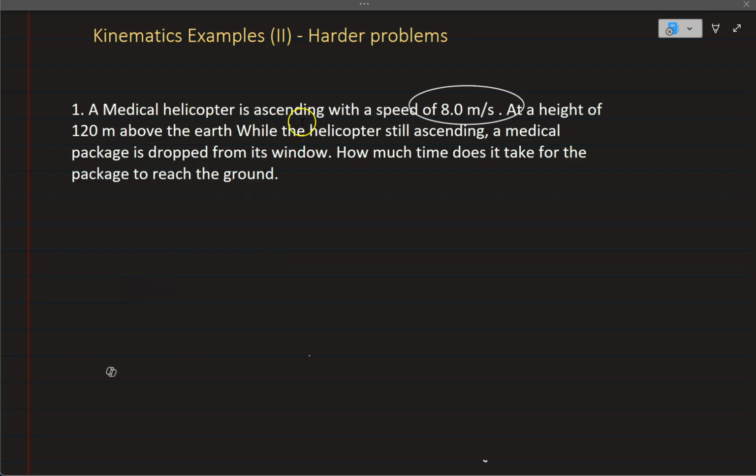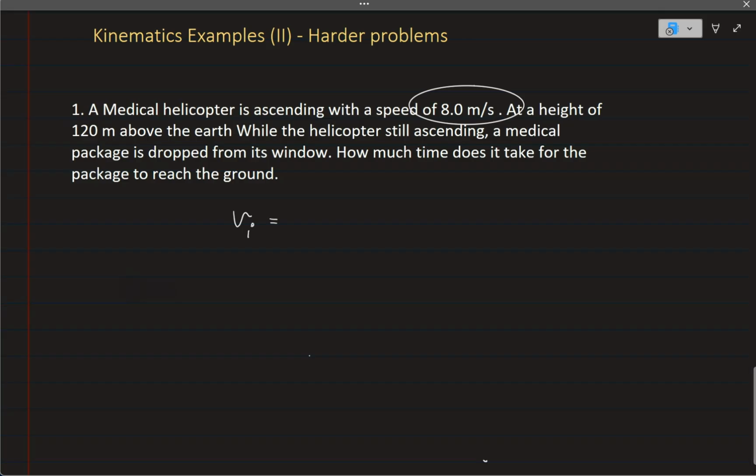A medical helicopter is ascending with a speed of 8 meters per second at a height of 120 meters above the earth. While the helicopter is still ascending, a medical package is dropped from its window. How much time does it take for the package to reach the ground? All right, so here is the situation that we have. Let's try to see what we do know. We do know a few things, but one thing that we have to be careful with. What is the initial velocity?